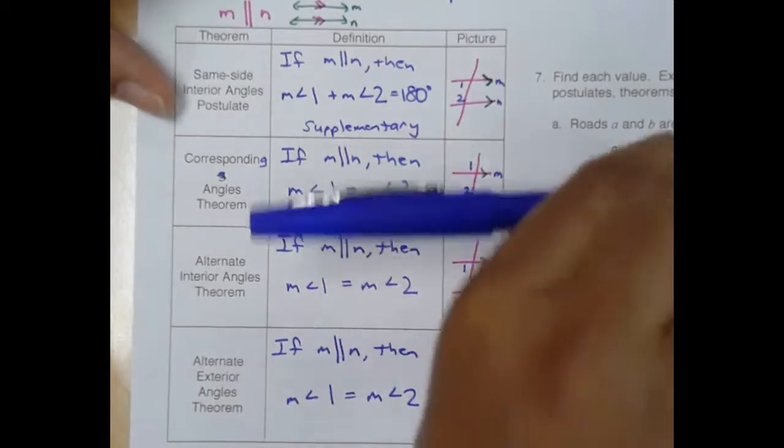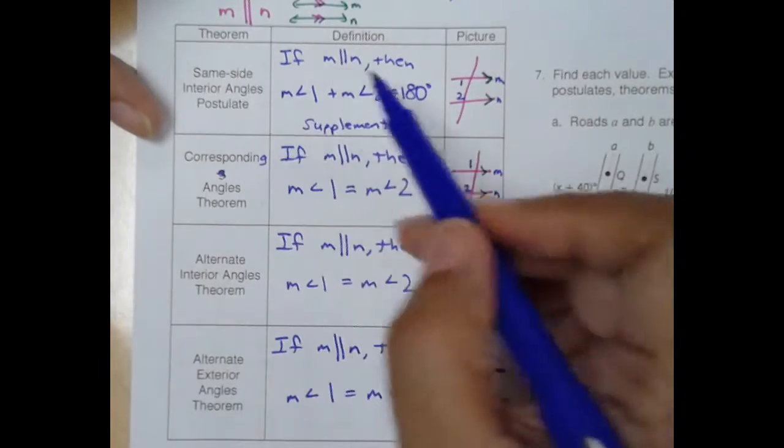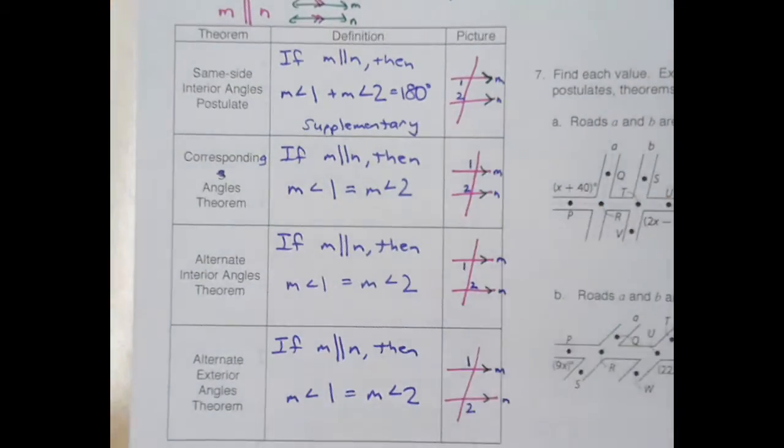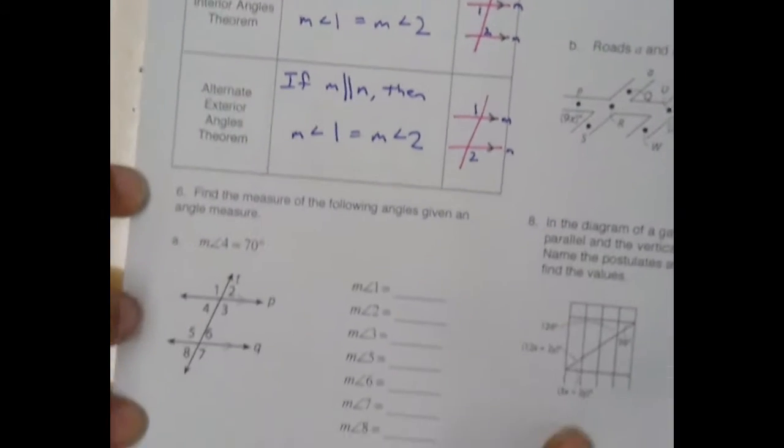Okay? So all of them are equal to each other except for the same-side angles. The same sides are supplementary. All right, let's go ahead and use all these theorems to solve for the angle measures here.